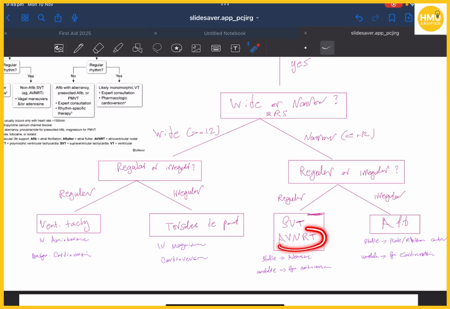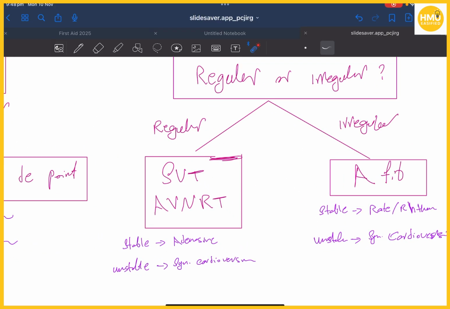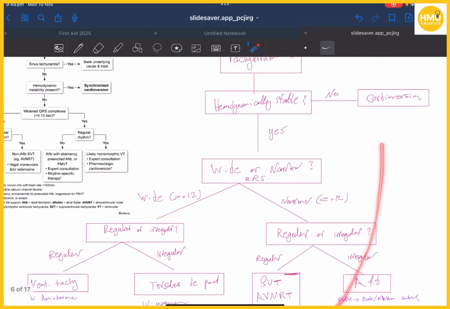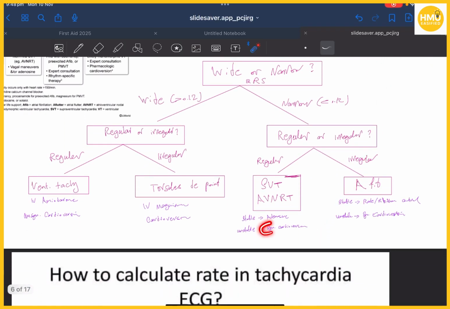Okay, AVNRT is literally an SVT. It's very similar, so I put it in the same way. Now, what's the treatment of it? If the patient is stable, you give something called adenosine. And if it's unstable, as we mentioned there, it's going to be cardioversion. The difference is here it's synchronized and here it's unsynchronized. I'm going to explain why in a bit.